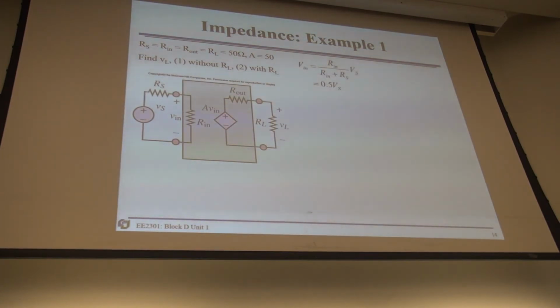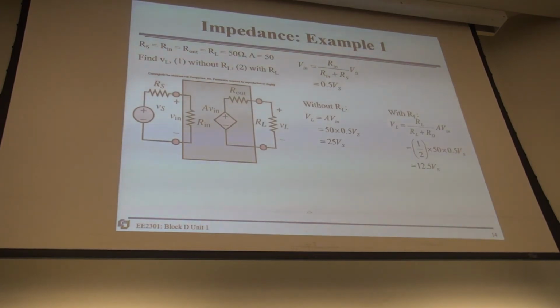If everything is 50 ohm in here, and A is 50, I amplify 50 times, but according to what we have, V_L equals 25 V_S. While this would give you 50, it actually doesn't give you 50. That's very important. So you lost half of the amplification, half of it.